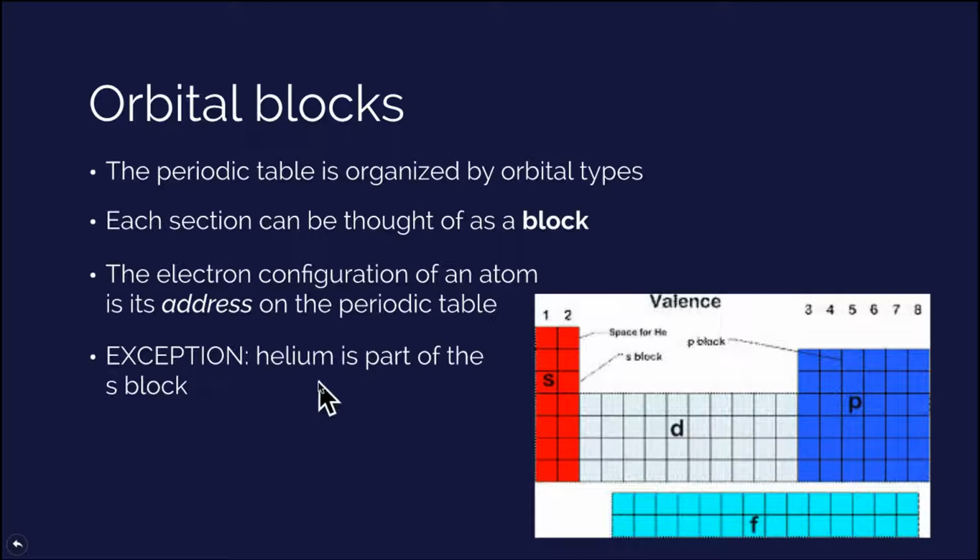The only exception to this is really helium, because we're used to helium being with the noble gases. It makes sense to put it with the noble gases, but when we're looking at the orbitals of helium, it's actually part of the s block. It doesn't have any p orbitals or d orbitals, so we just move it over to the left here to be along the s block. So this is really the one exception to all these different blocks of the periodic table: helium will be part of the s block, not part of the p block, as it's usually on the periodic table.